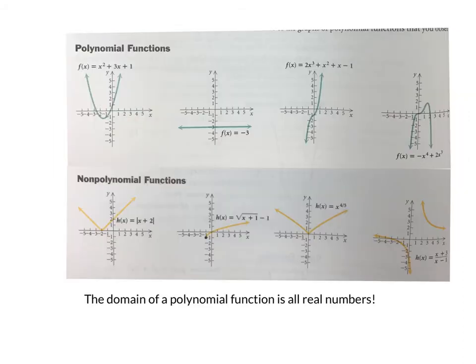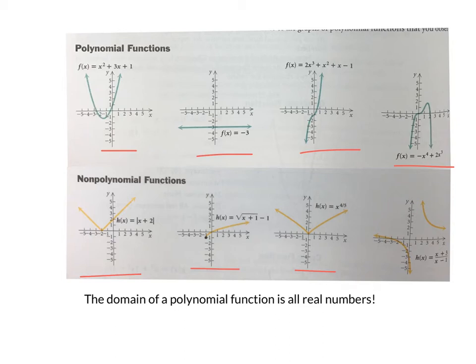All right, polynomial functions look like this whole first set right here. These are all examples. That's a quadratic. There's a constant function. There's a cubic function. There's a quartic function. Those are polynomials. These down here are not, and I'm going to show you why they are not.